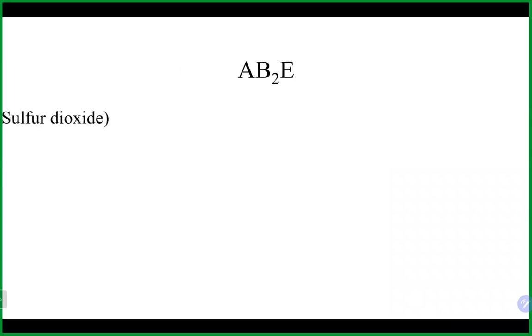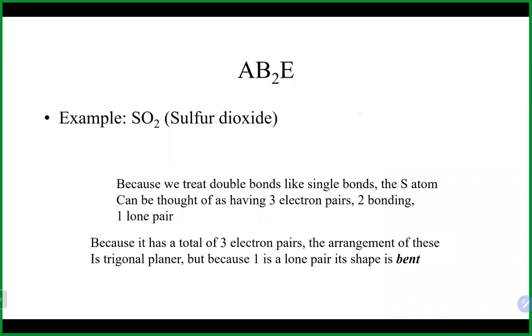So let's take a look at the first example here, which is sulfur dioxide. If we draw sulfur dioxide, it looks something like this.